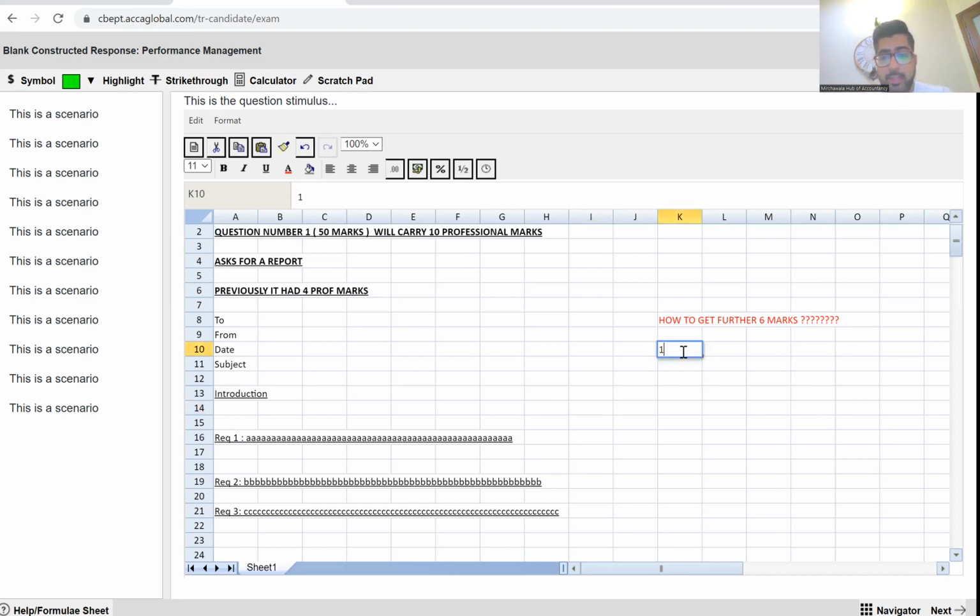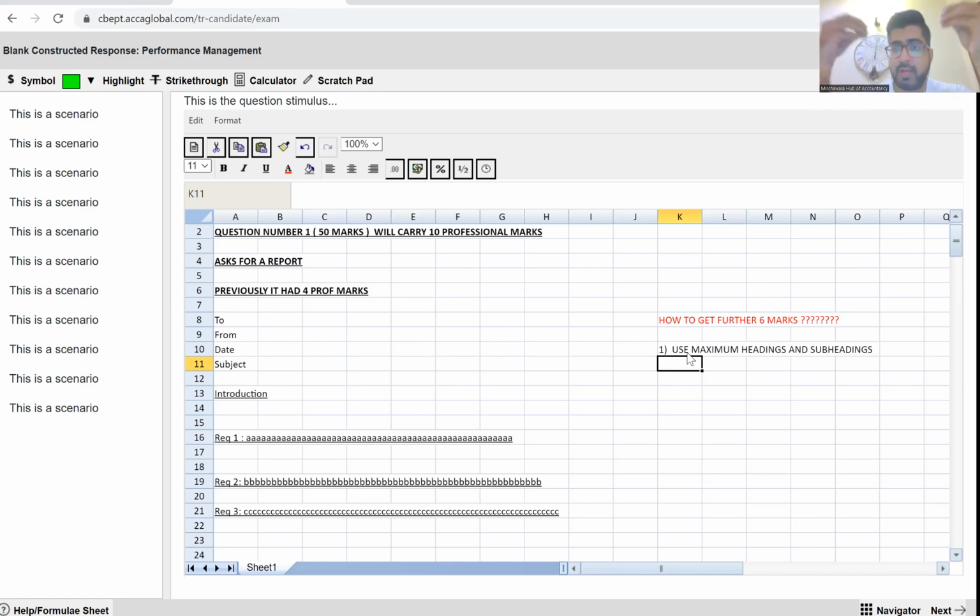Now, there are 2 instructions by the examiner. Instruction number 1, use maximum headings and subheadings. Previously, he was not that crystal clear about headings and subheadings. Now he has clearly stated that if you want to gain further 6 marks, because you know how to gain 4 marks, that was in the previous syllabus, previous pattern.